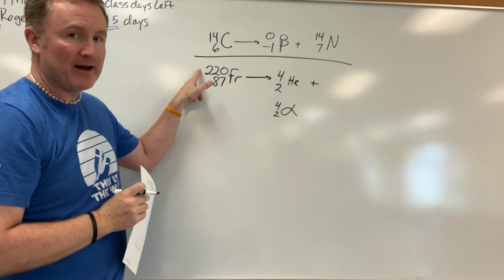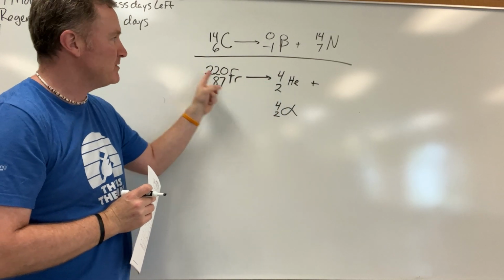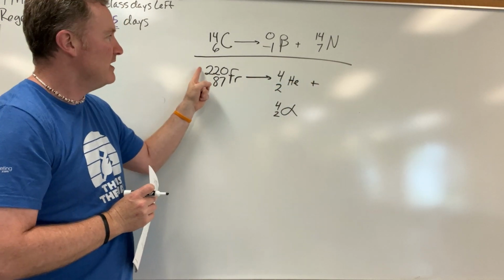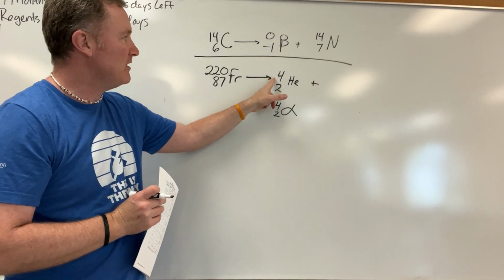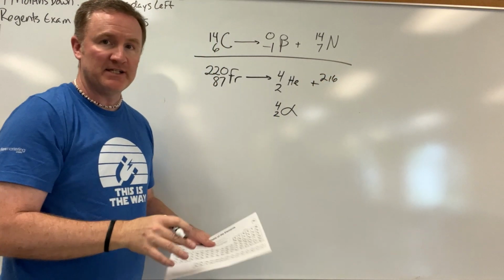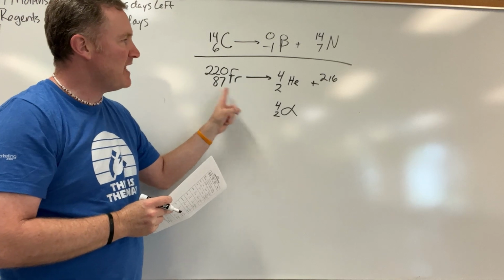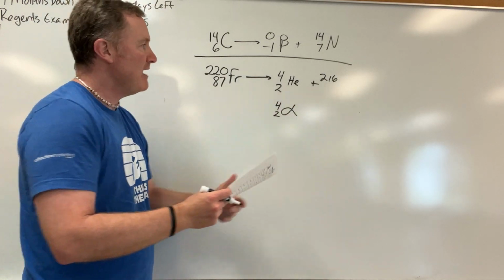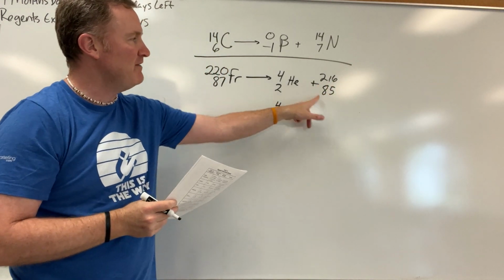I have to add up my masses both on the left side and the right side of the arrow, and they have to match up. So if I started with 220, that's 4 plus something. Or I could say 220 and I lost 4 because that helium particle was shot out. So I lost 4. That means I'm left with 216 because 4 plus 216 adds up to 220. 87, if I lost 2 positively charged particles, that means I lost 2 protons. I'm now down to element 85. So 2 plus 85 equals 87.